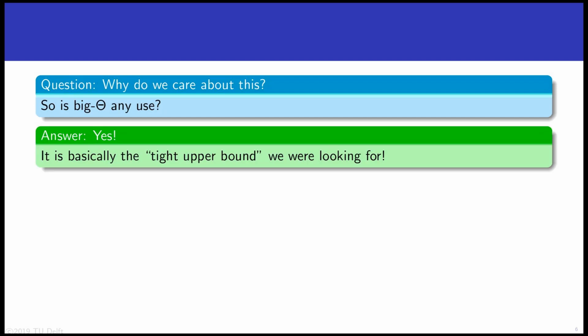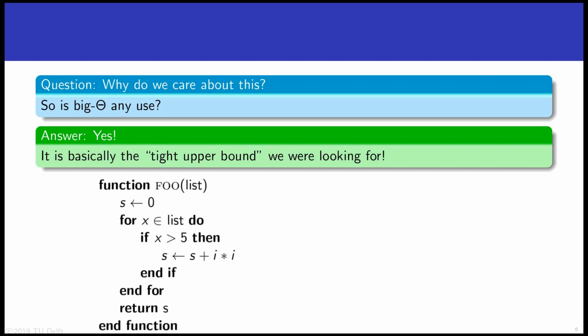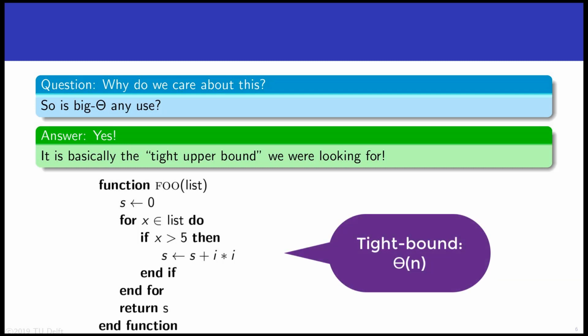For example, when we look at our bit of code from before, this little for loop, we know that it is both upper and lower bound by some linear function. Therefore, we can say that this function is theta n. It is tightly bound by a linear function. All right, so 3 videos later, it seems like we can finally compare algorithms in terms of runtime. Or can we? Is this big theta, this big O, this big omega, is it really a good idea to use these? Maybe there's one more thing we should take a look at, and we'll do that in the next video.